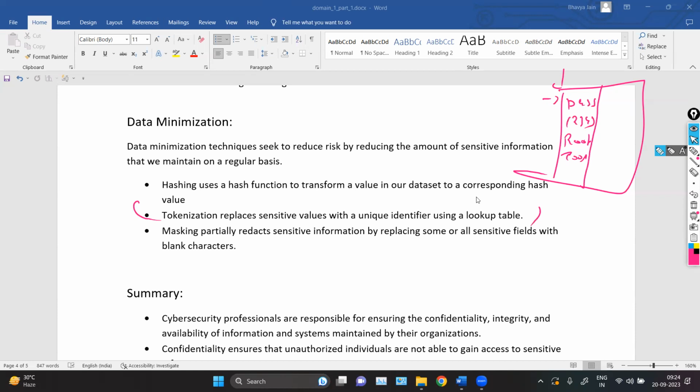So tokenization is a technique where we put some unique value in place of the real data, which is the passwords. Okay, a unique identifier using a lookup table.